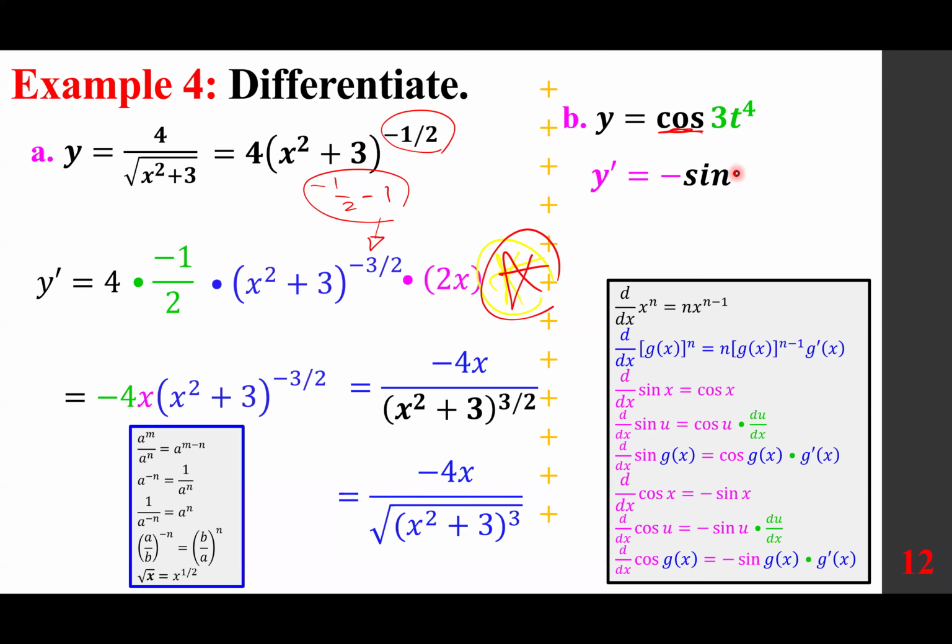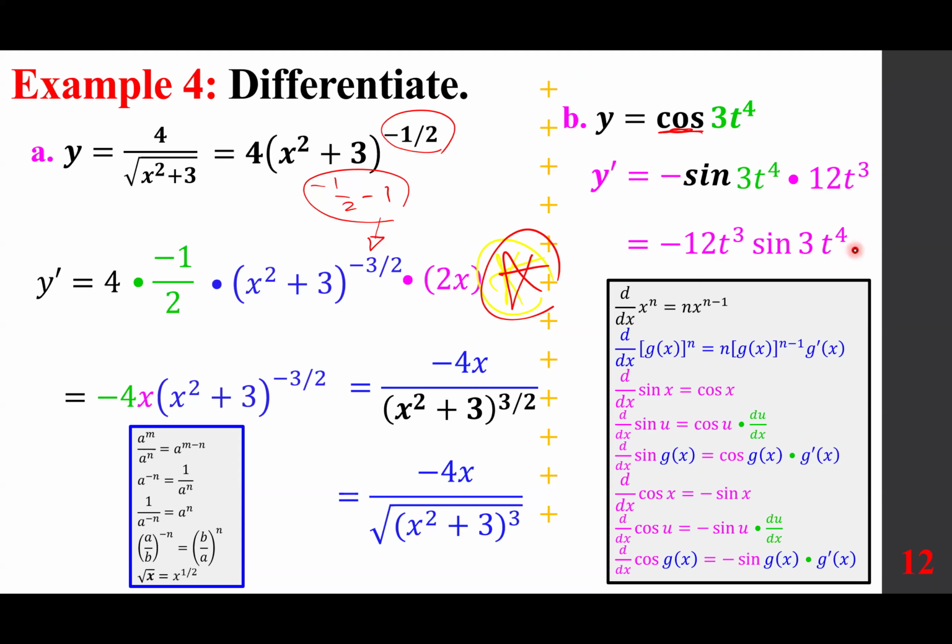So what do you use? You use the same argument. Without that, it has no meaning. And then by the chain rule, the derivative of this piece, which is 12t cubed, you bring it forward, and you make it y prime equals negative 12t cubed sine of 3t to the power of 4.